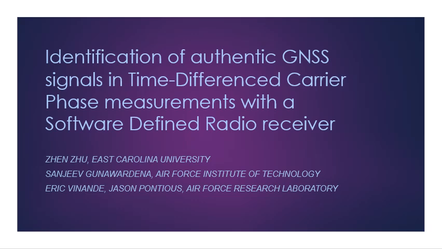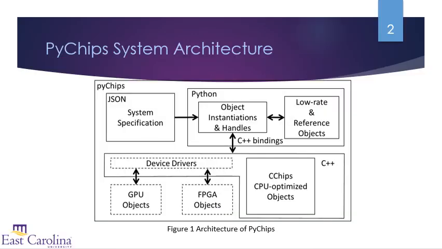Here is an introduction to our paper, Identification of Authentic GNSS Signals in Time-Differenced Carrier Phase Measurements with a Software-Defined Radio Receiver. In this paper, we show that time-differenced carrier phase can be computed with measurements recorded by a multi-GNSS SDR receiver such as PyChips, from which user displacement and receiver clock drift can be solved.